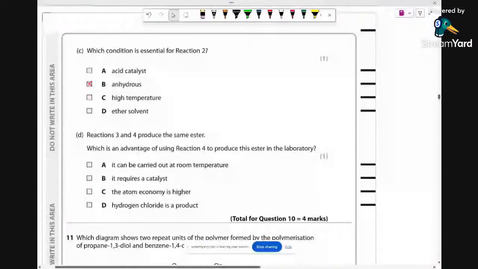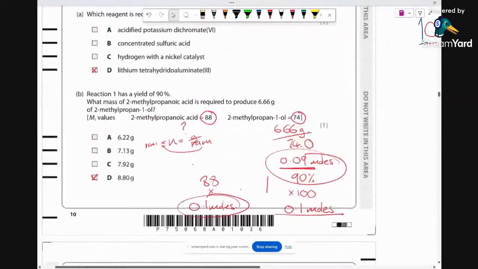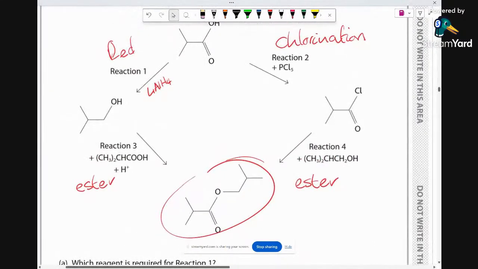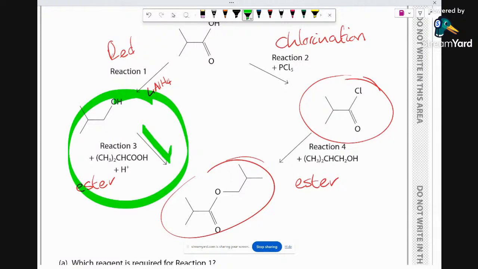What is the advantage of using reaction 4 to produce the ester in lab? Okay. Acyl chlorides are fast. These are really, really fast, but the problem is they're so fast, it's incredibly violent. It's so fast, it's not really controllable. It's non-reversible. This one is an acyl chloride plus an alcohol. This one here, this is reversible. It is slow. This is reversible.